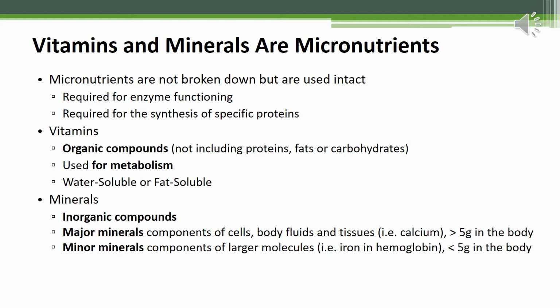And these are used for metabolism, and they can be either water soluble, such that they dissolve in water, or fat soluble, where they dissolve in fats. Minerals are essentially just like vitamins, they're just inorganic. The major minerals make up components of cells, body fluids, and tissues, such as calcium, and these are found in quantities of more than 5 grams within the body. And then there's the minor minerals, which are actually components of larger molecules, such as the iron in hemoglobin, and these are found in quantities of less than 5 grams in the body.